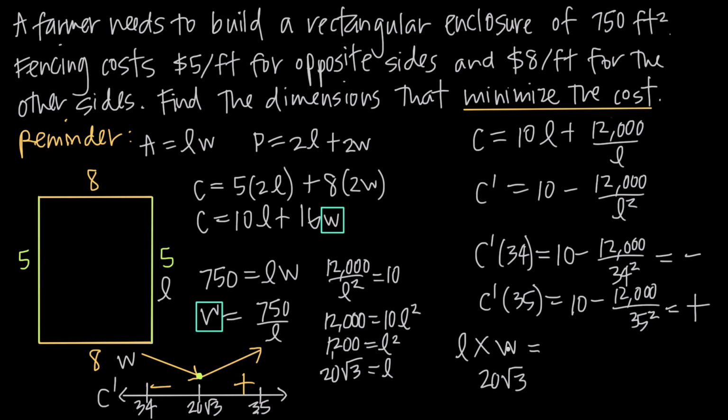For width, how are we going to find width? Well, remember we had this equation over here for width. Width is equal to 750 divided by L. So to find width, if we say W equals 750 over 20 square root 3, and we reduce that fraction to its lowest terms, what we get is a value for width of 25 square root 3 all over 2. So the dimensions that minimize the cost of this rectangular enclosure are 20 root 3 by 25 root 3 over 2. So we can give this as our final answer because these are the dimensions that minimize the cost of the enclosure.